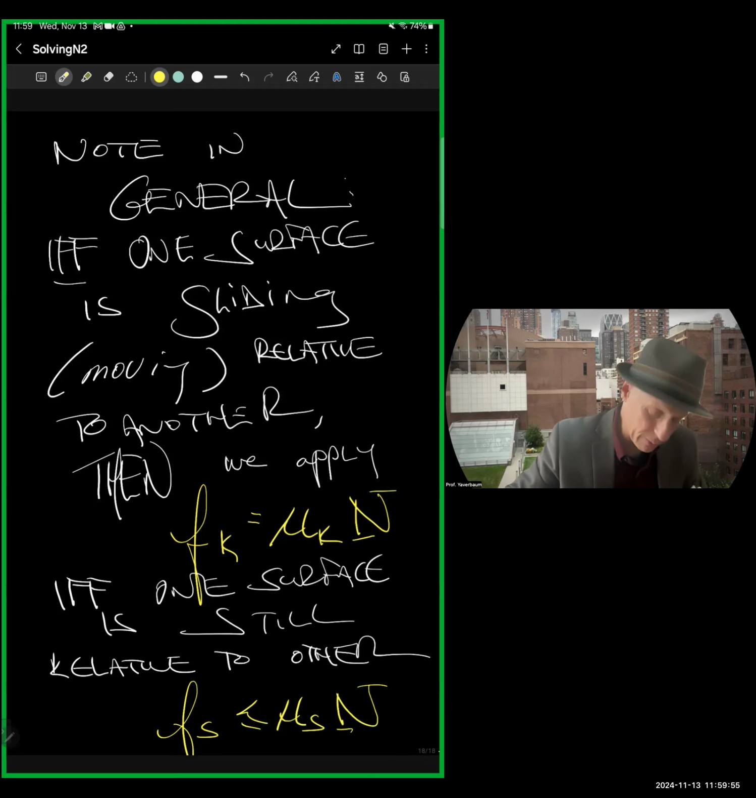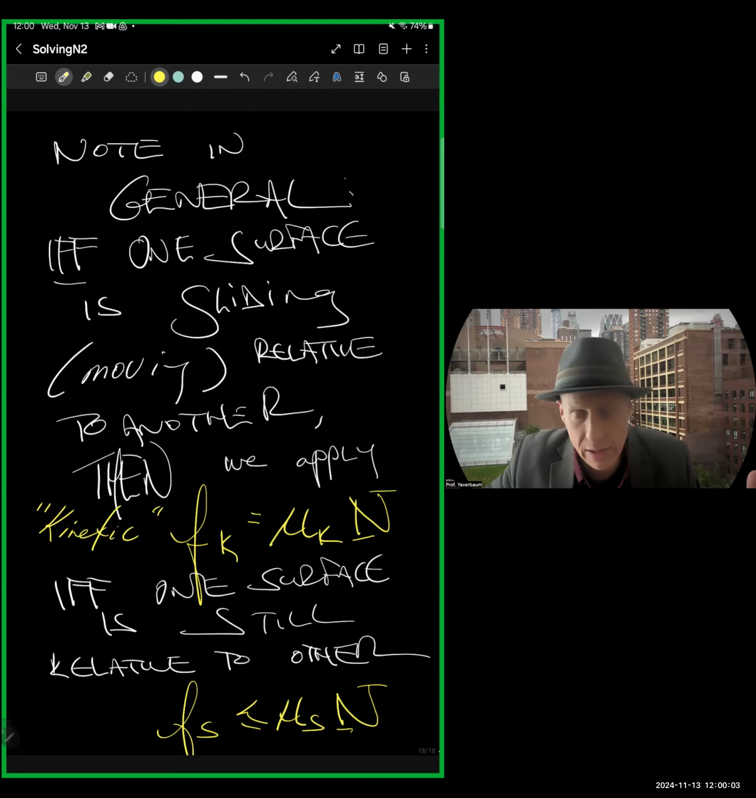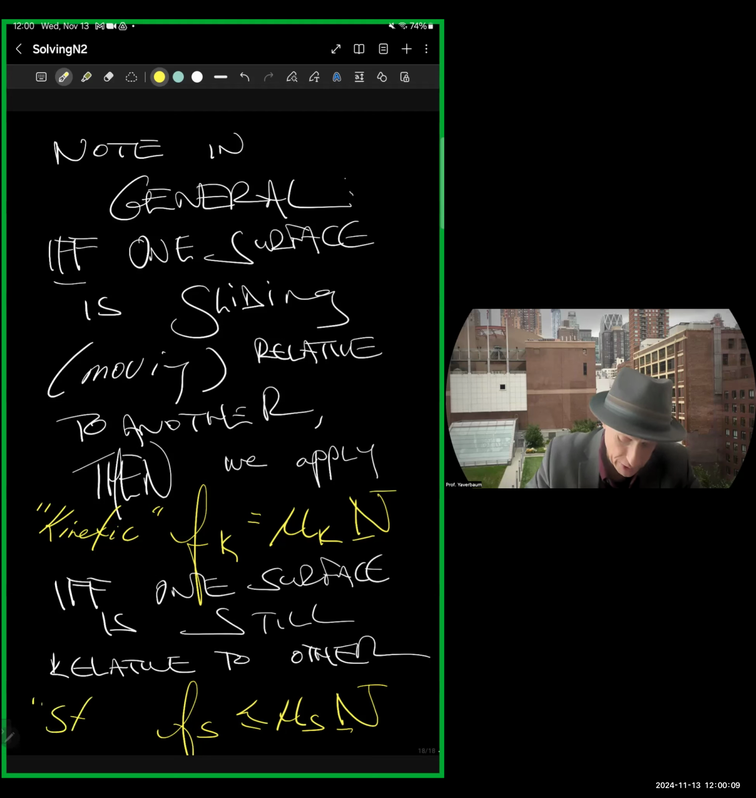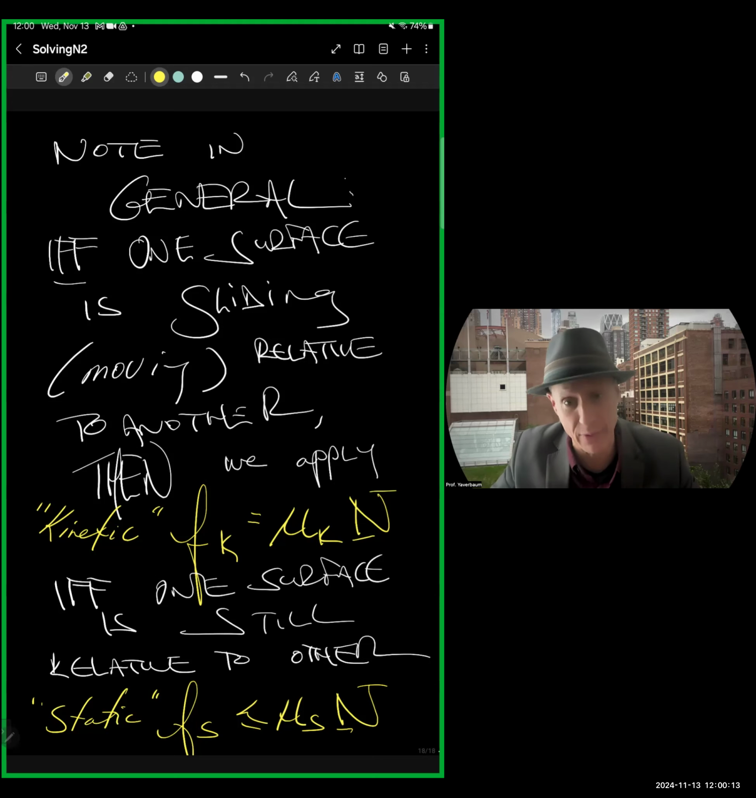So I'm basically saying really quickly, with 6 minutes left, there's really two cases of friction: static friction or kinetic friction. Kinetic friction is when one object is sliding or moving. Kinetic means motion, so kinetic friction means when one is actually sliding relative to the other.